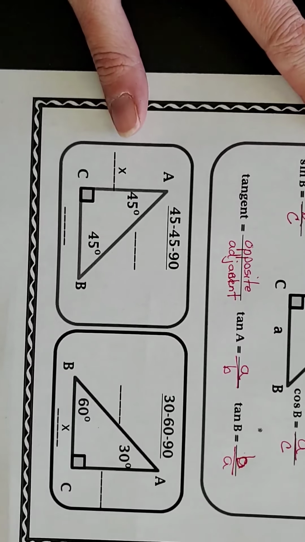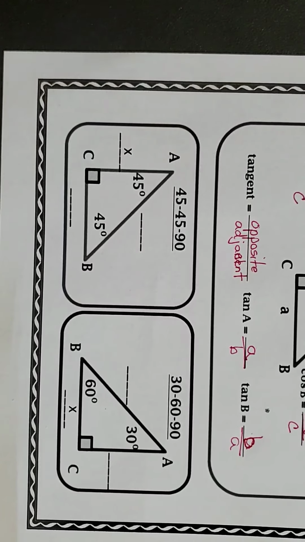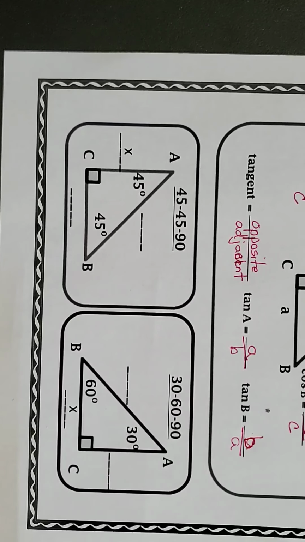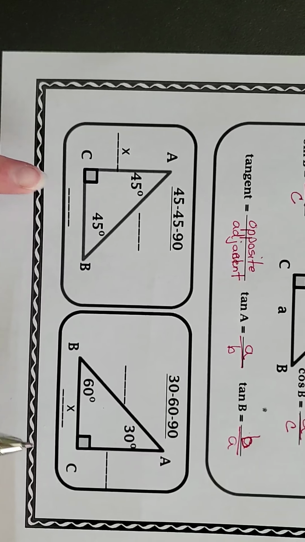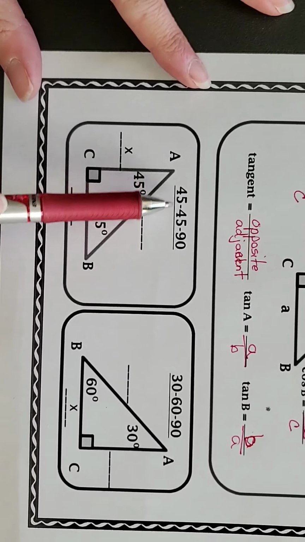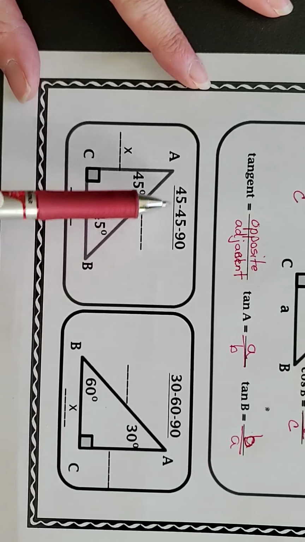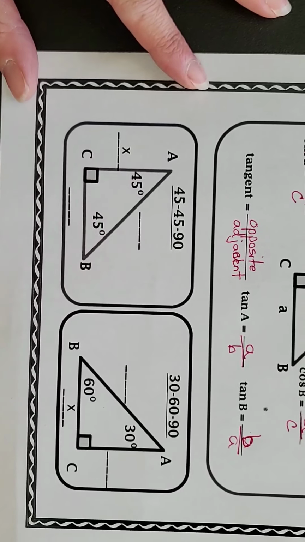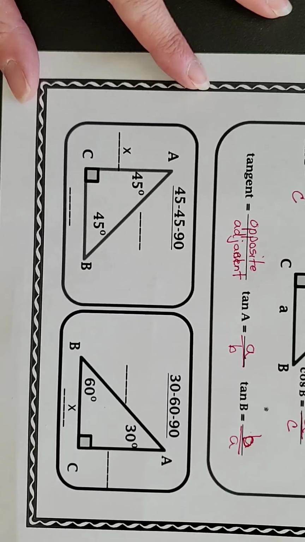Then the last piece of review here is looking at some special right triangles. The Pythagorean theorem works for these triangles. Trigonometry ratios of SOHCAHTOA, sine, cosine, tangent, also work for these, but there are some very special things that occur if you have a 45-45-90 triangle. This would be an isosceles right triangle.